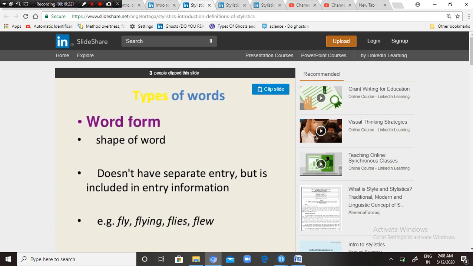Next type of words: word forms. Word forms include the shape of a word. They do not have a separate entry but indicate entry information, for example fish, flying, flies, flew.